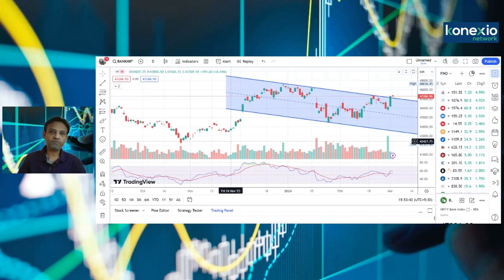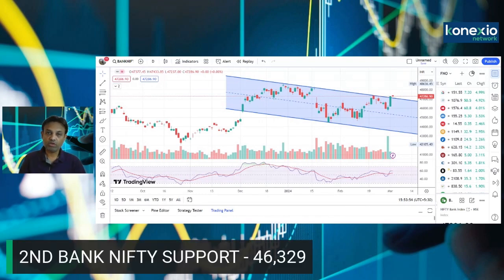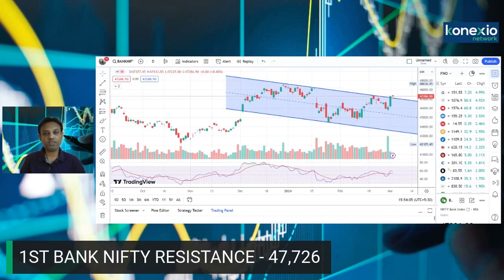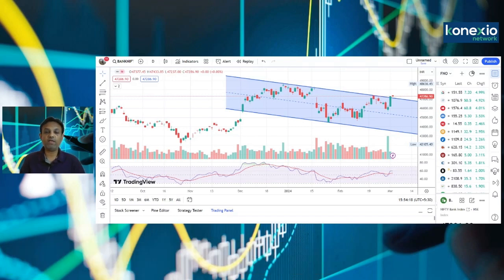So friends, now let us discuss the important supports and resistance levels in Bank Nifty for the next week. The first support in the Bank Nifty is placed around the 46,800 mark. Below that, the second support is placed at 46,329, and the third support is placed around 46,120. Whereas on the upside, the first resistance is around 47,726, the second resistance is around 48,021, and the third resistance is around 48,318. These are the crucial supports and resistance levels in Bank Nifty. Traders should watch out for these levels.